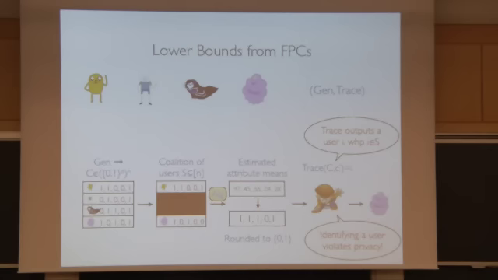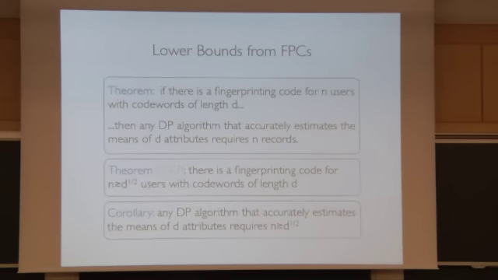OK? All right, now I haven't formally proven why this violates differential privacy, but intuitively, I'm learning something about the user that I wouldn't learn if they weren't in the data set. Precisely that they are in the data set. OK, so putting it together, if I have a fingerprinting code for n users, and code words have length d, then I get a lower bound for differential privacy.